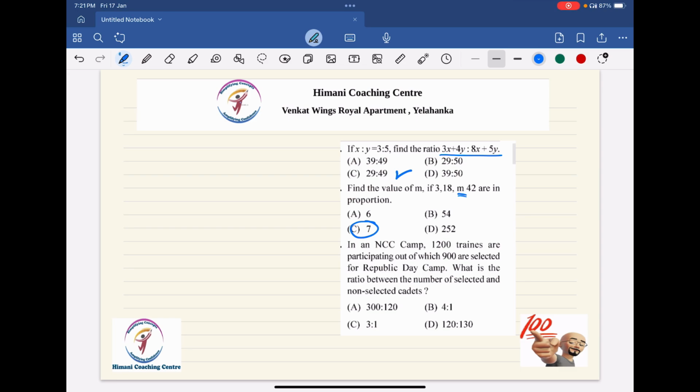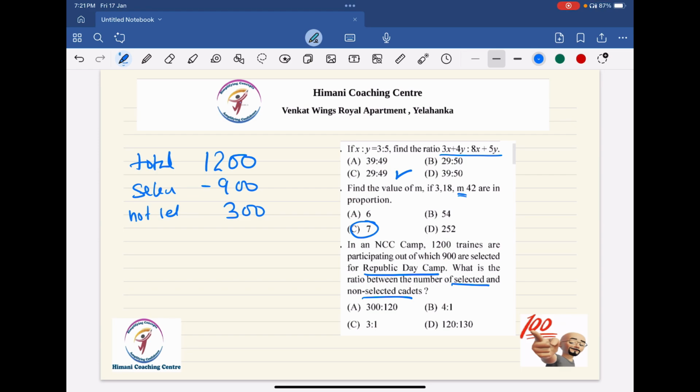In an NCC camp, 1,200 trainees are participating, out of which 900 are selected for Republic Day camp. What is the ratio between number of selected and non-selected? So students, there are total how many? 1,200 kids. And out of that, selected are how many? 900. So those who are not selected, they would be how many? 300. Yeah, 1,200 minus 900.